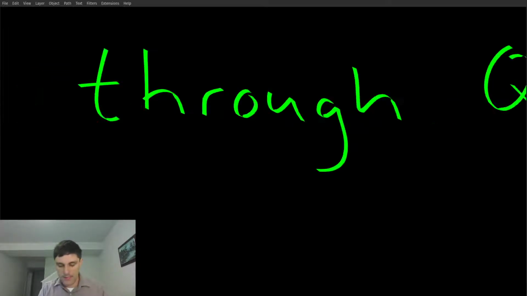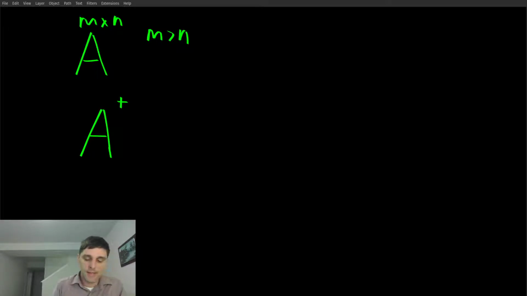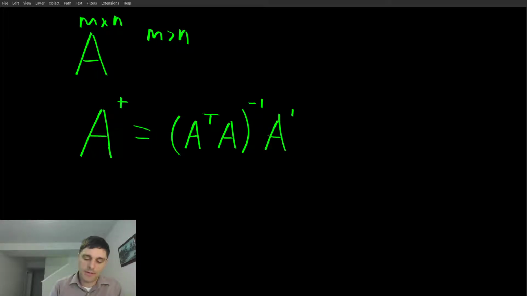So let's pick up where we left off before. I'm going to start with the left pseudo-inverse. Just to refresh our memories, we have some matrix A that's m by n, m is greater than n, and its columns are linearly independent. That means it has a pseudo-inverse, A plus, that is the inverse of A transpose A times A transpose, like this.